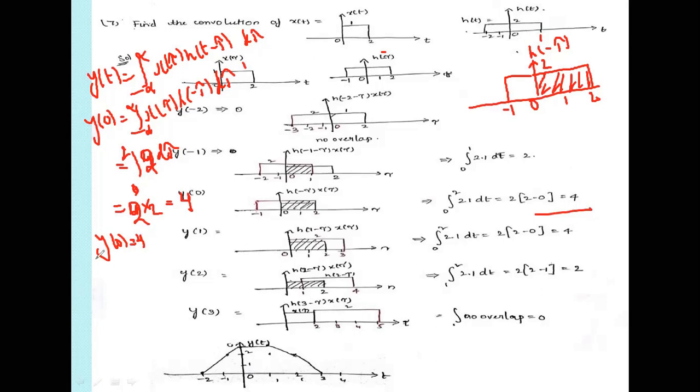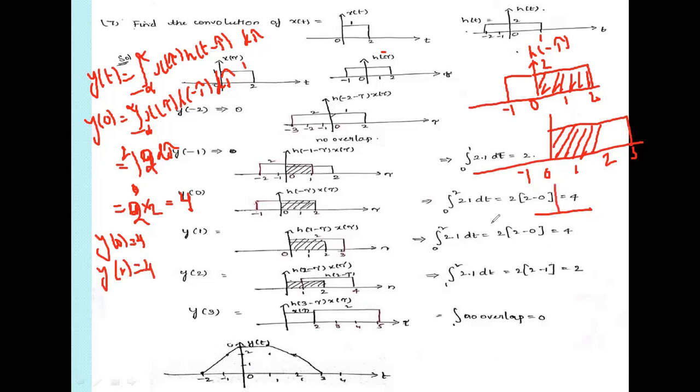And y of 1: you take y of 1 and it still moves towards the right side, 0 to 3. The graph is now towards the right side. It starts from 0 and goes to 3: 0, 1, 2, and 3. Again here the overlapping occurs only from 0 to 2. So y of 1 is also 4.